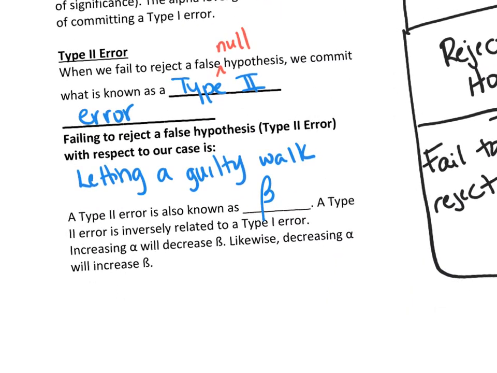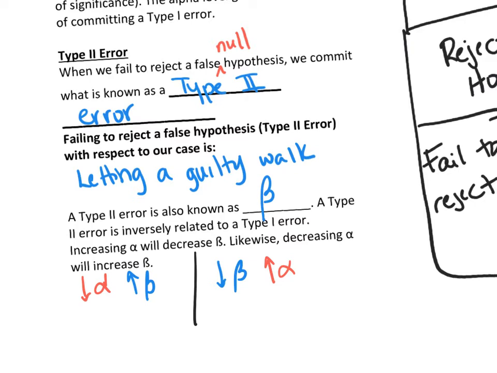So what this is basically saying is that these errors are inversely related. If you want to decrease the amount of innocent people you lock up, alpha, you're going to have to increase the amount of guilty people you let walk, beta. Likewise, if you want to decrease the amount of guilty people you let walk, then you're going to have to increase the amount of innocent people you're actually locking up. These errors are inversely related. So as one goes up, the other one goes down.